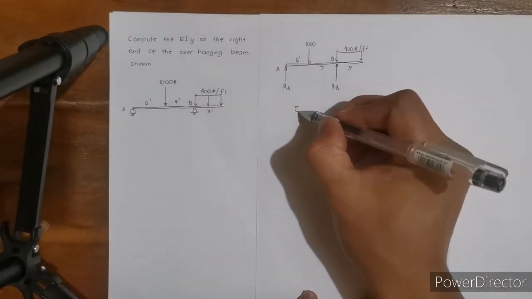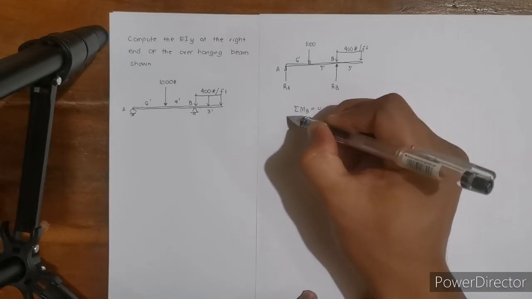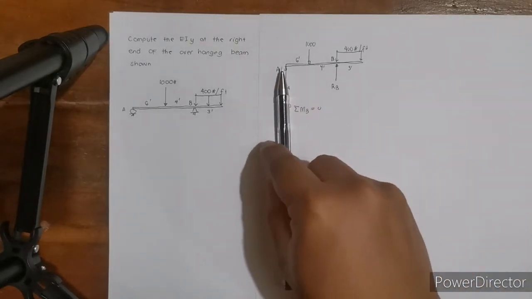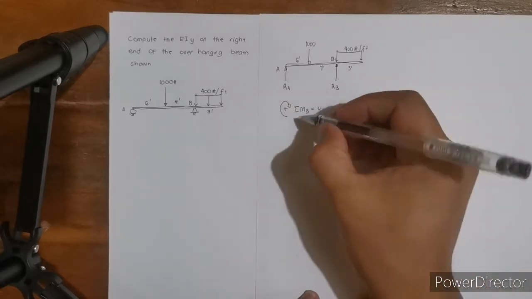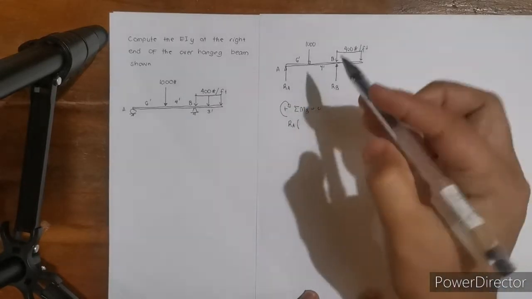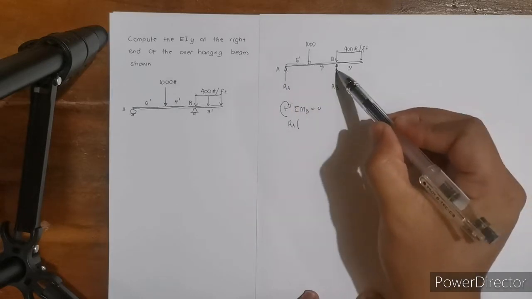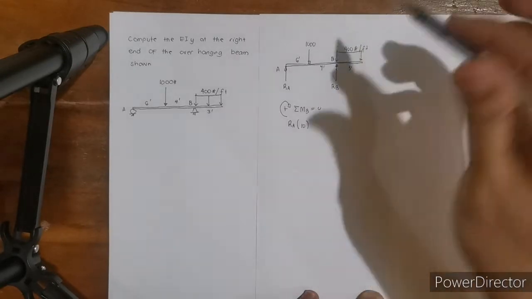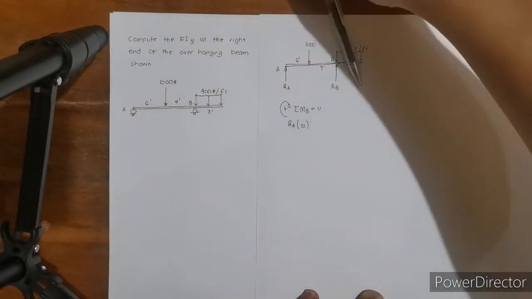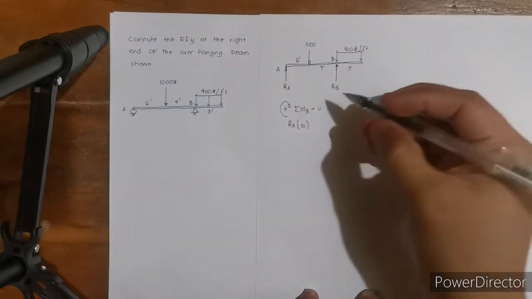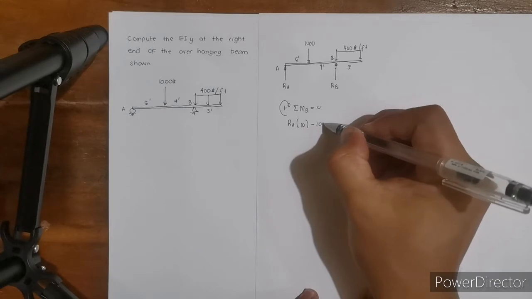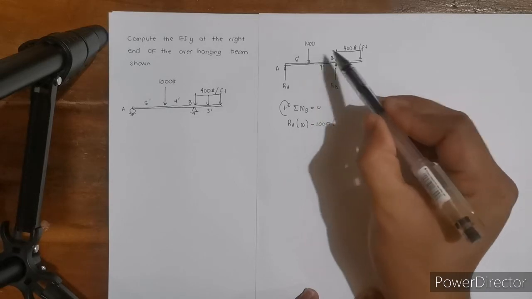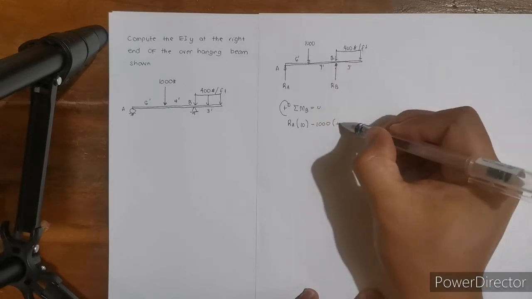We will take summation of moment at point B equivalent to 0. Clockwise motion is positive. RA, papunta kay point B, ang galaw, clockwise. So that is positive. RA multiplied by the perpendicular distance from that point to this point, so a total of 10 feet. 1,000, papunta kay point B ang galaw, is counterclockwise motion. So minus 1,000 multiplied by the perpendicular distance from this point to this point, that is 4 feet.